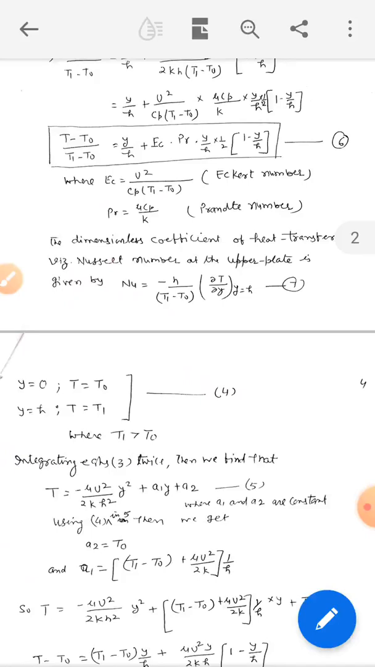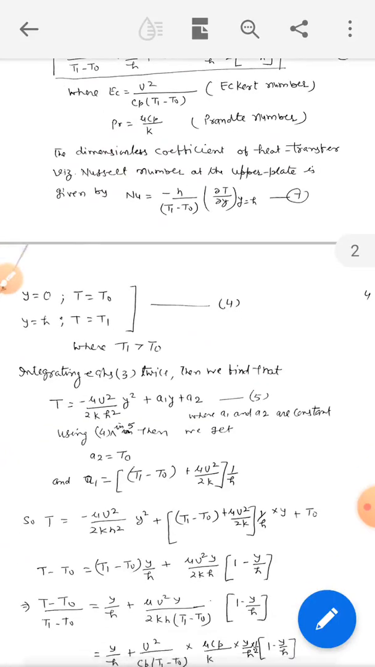We know very well that the Eckert number Ec is equal to U²/(Cp (T1 minus T0)) and the Prandtl number Pr is equal to μ Cp/κ. So the dimensionless coefficient of heat transfer, the Nusselt number at the upper plate, is given by the relation Nu equals minus h/(T1 minus T0) times ∂T/∂y at y equals h.